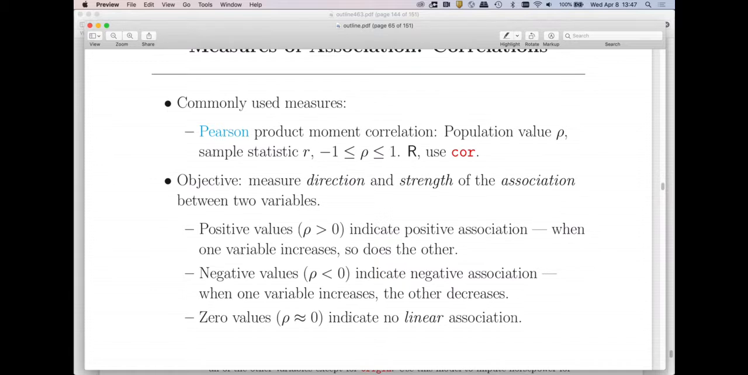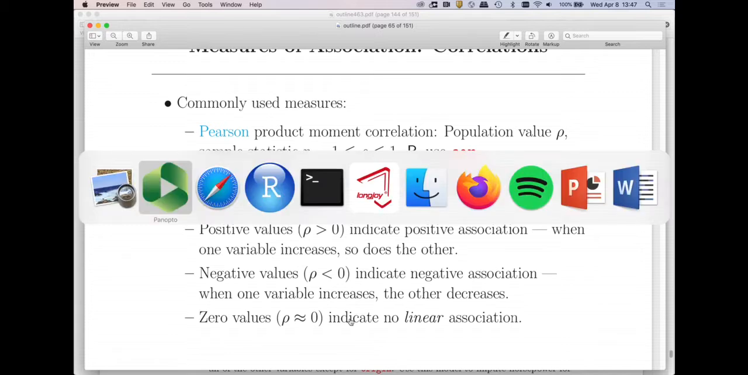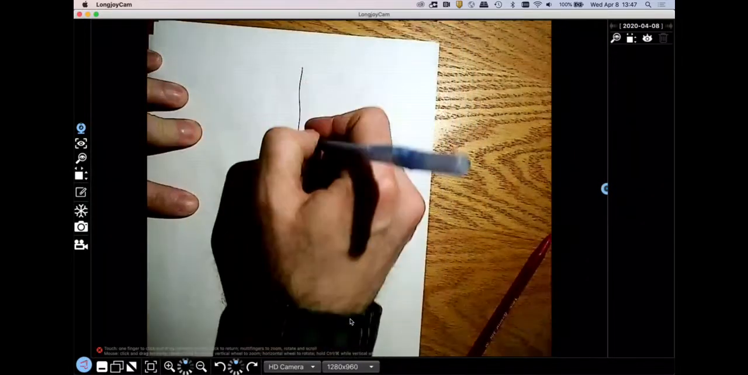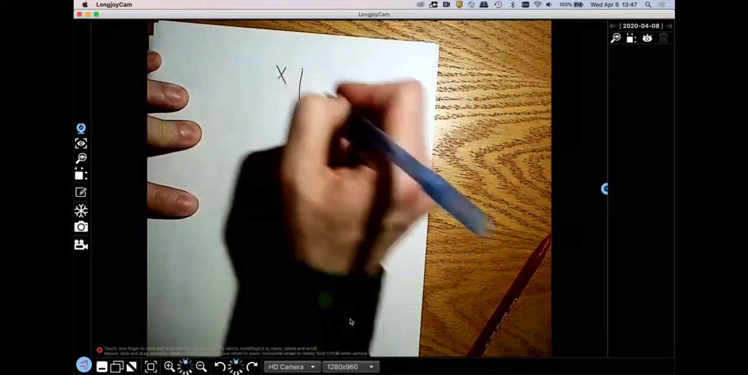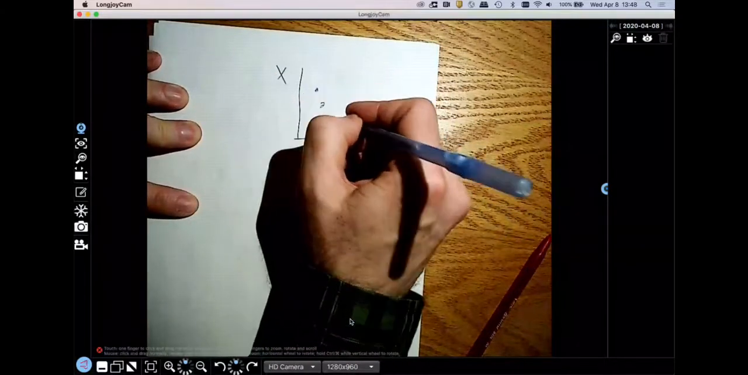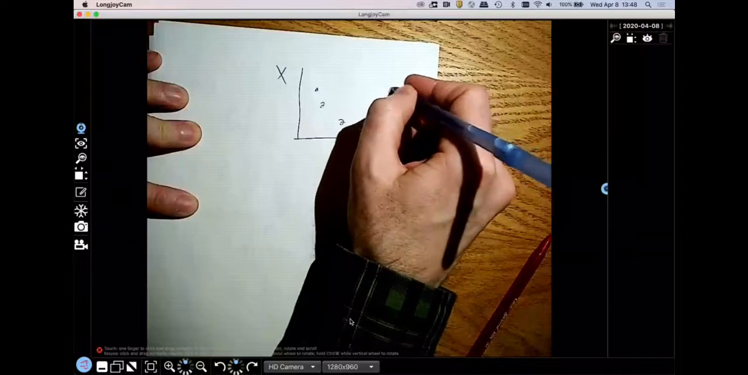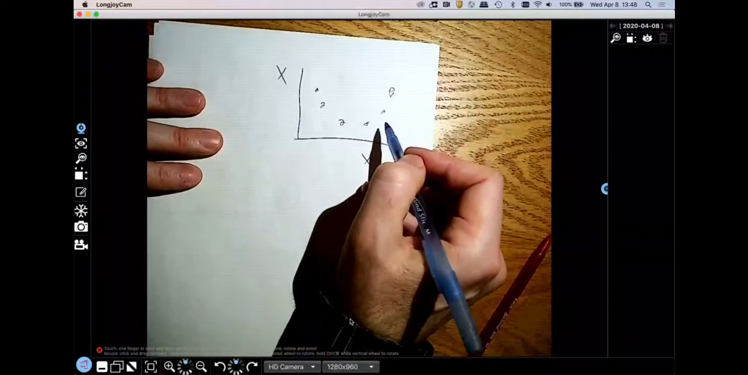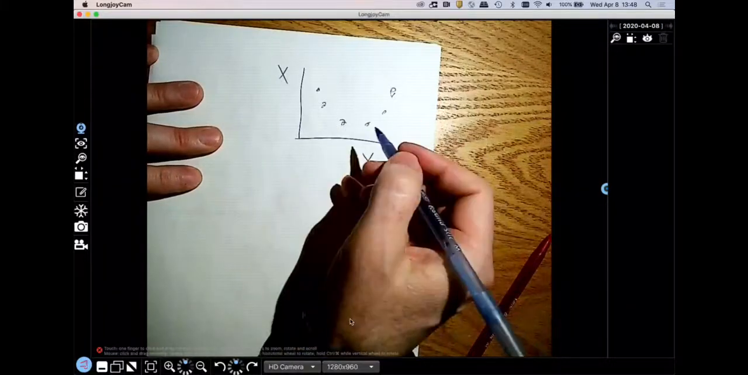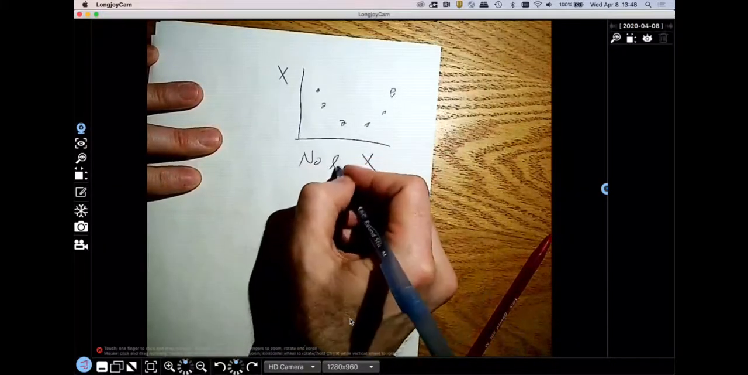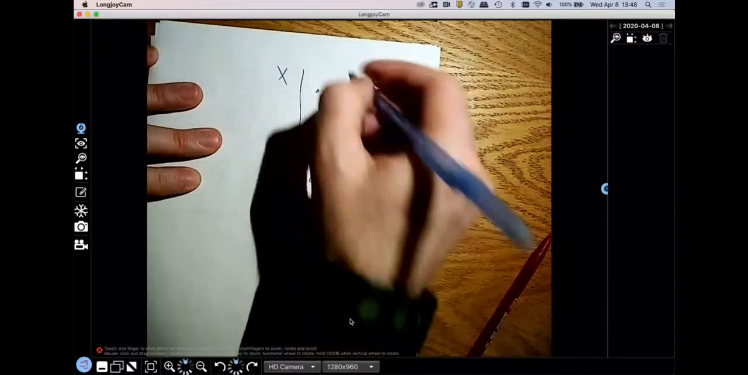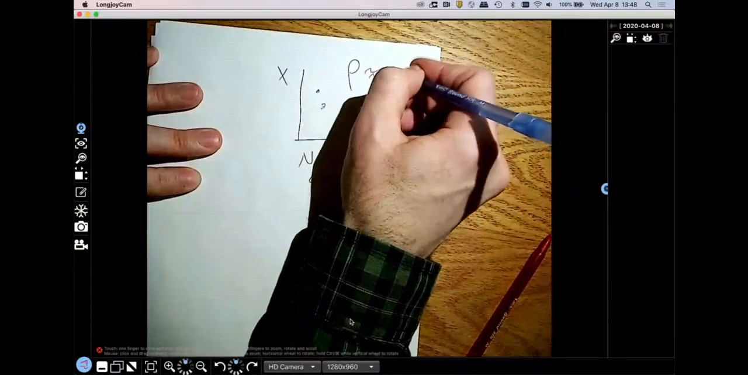It doesn't mean that there is no relationship between x and y. So the classic example of this, if I go over to my document camera, is something like this. Let's say this is x and this is y, and maybe I have some points that look like this. And there is no linear association. I can't draw a line that captures this relationship. So no linear association, so rho would be about 0 here.